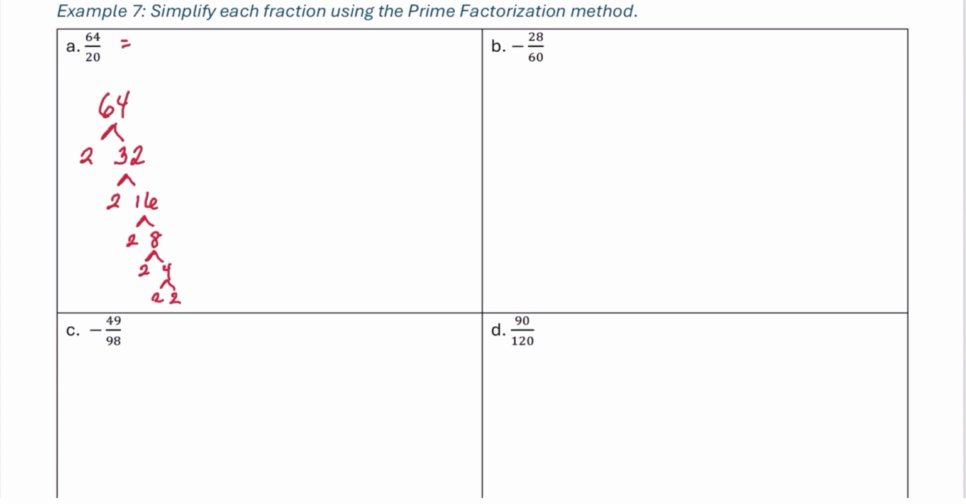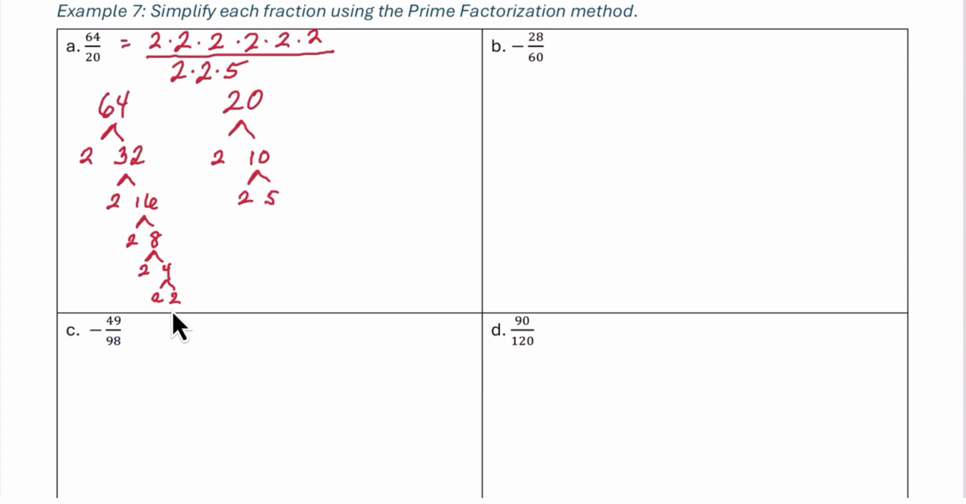So the prime factorization of 64 we can write as 2 times 2 times 2 times 2 times 2 times 2. There's 1, 2, 3, 4, 5, 6 2's. And now we'll do the same thing with 20. 20 we can write as 2 times 10, which can be written as 2 times 5. So 20 is 2 times 2 times 5.